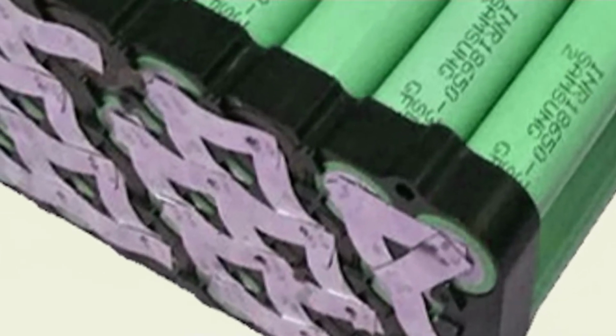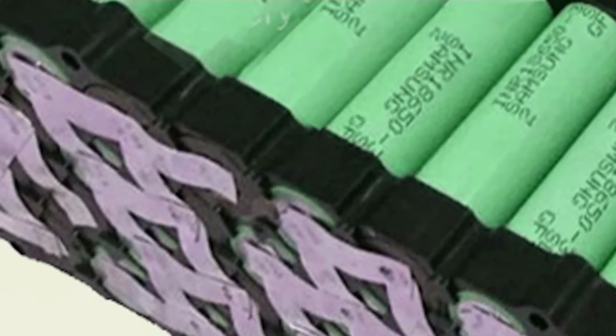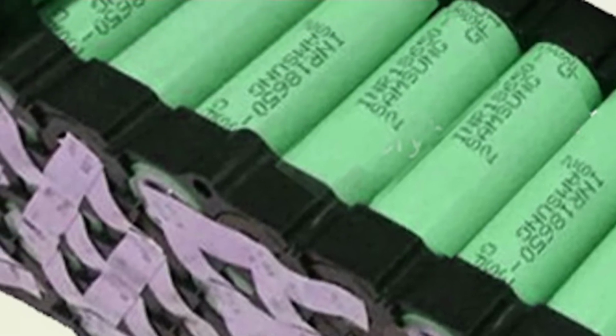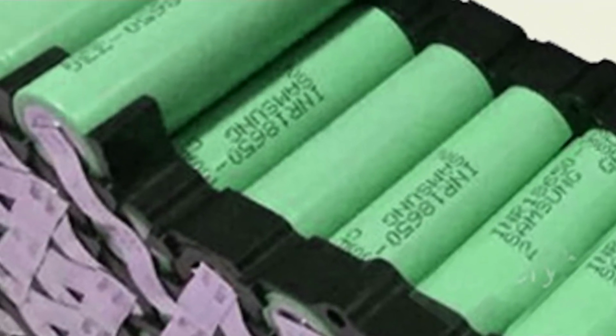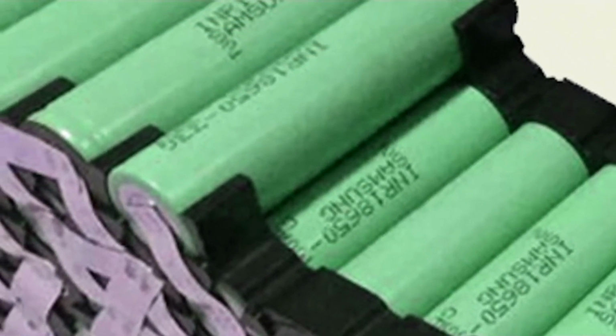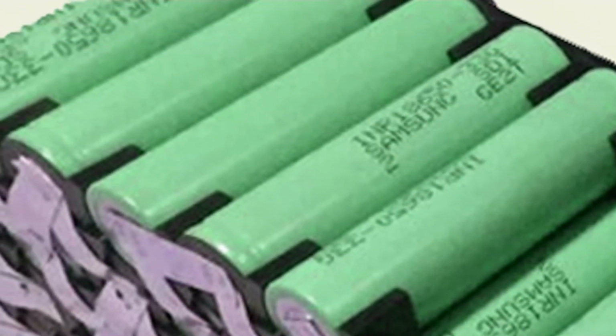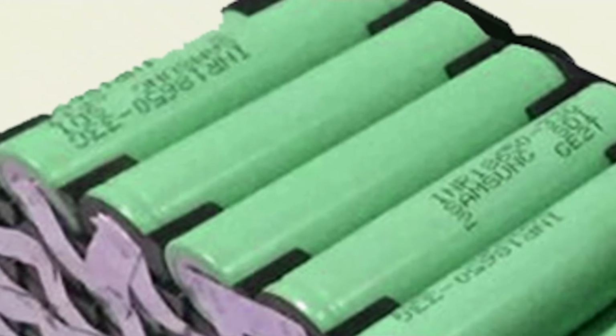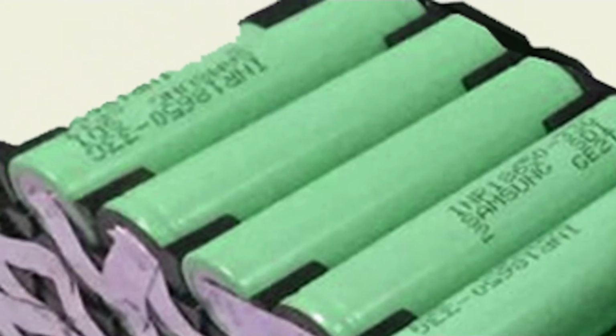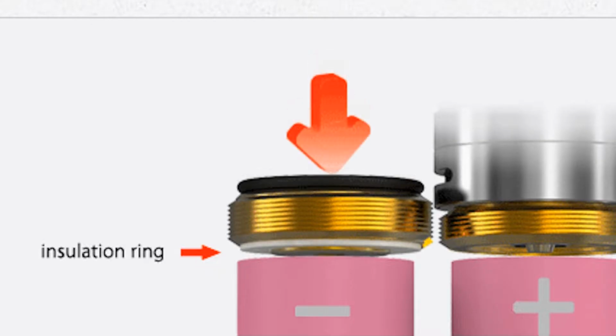A lithium ion battery is a type of rechargeable battery in which lithium ions move from the negative electrode to the positive electrode during discharge and back when charging. Lithium batteries use a lithium compound as one of the electrolyte materials, which allows for ionic movement.